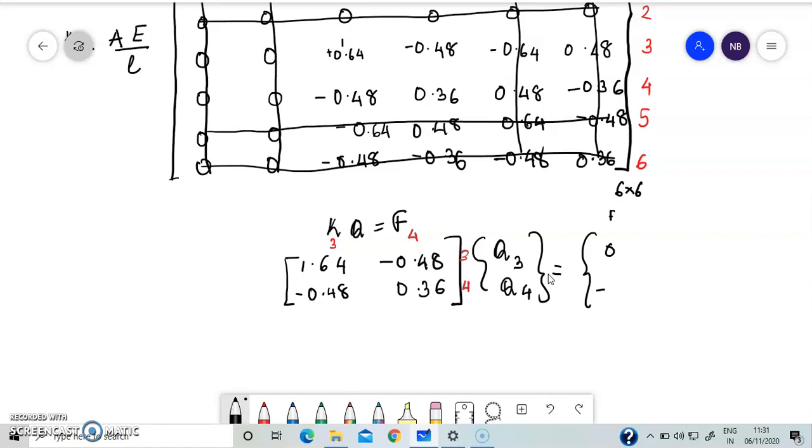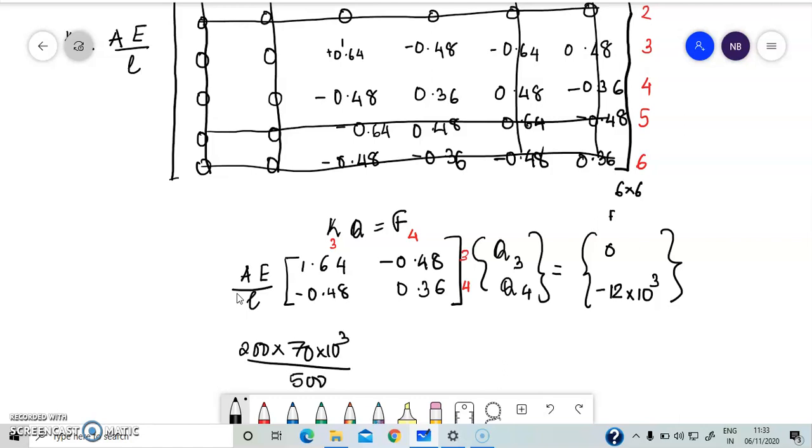force, whereas in the y direction there is a force of 12 kilonewton, which is 12,000 newton, and we are using the negative sign because it is downward. So when we solve these equations simultaneously, we get that we have missed this AE upon L. So we need to substitute for A, which is given as 200 mm square. The Young's modulus is given as 70 into 10 to the power 3 Newton per mm square, and the length of each element is 500.